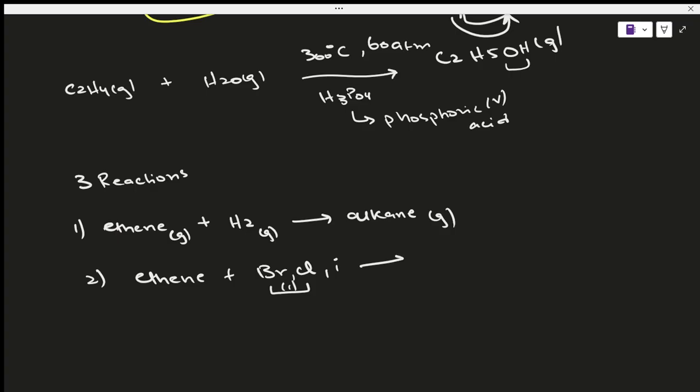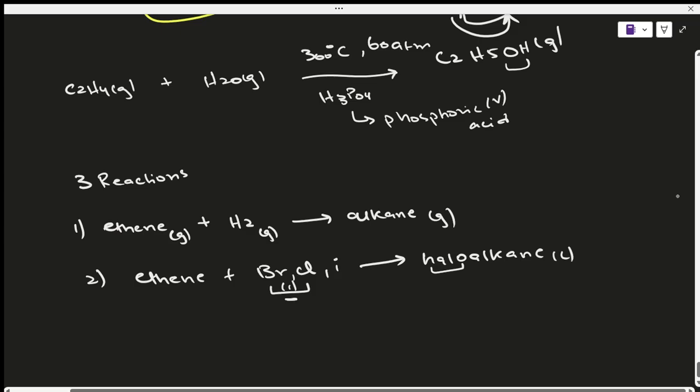And what are you going to make? You're going to make a haloalkane. Haloalkane means an alkane molecule that has a halogen, and the halogen is, of course, bromine, chlorine, or iodine. You need to remember that bromine exists as a liquid at room temperature, so the product here is also going to be a liquid. And it changes with chlorine and with iodine as well.